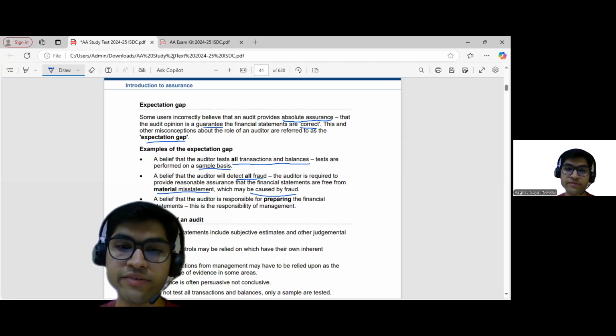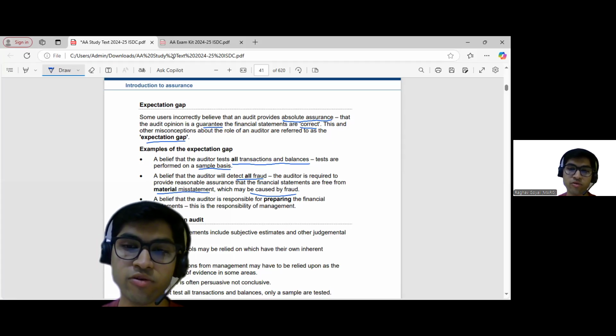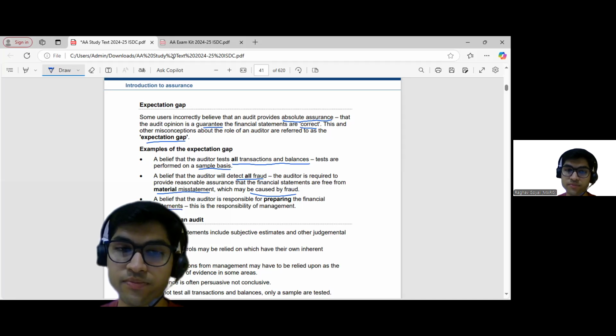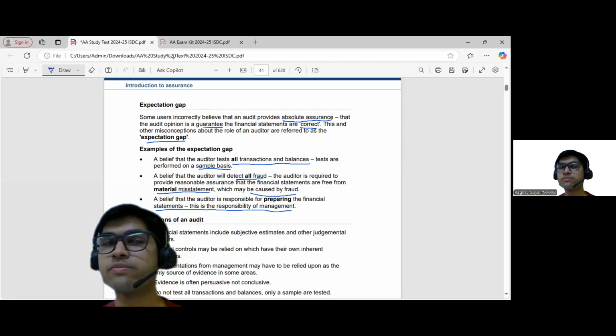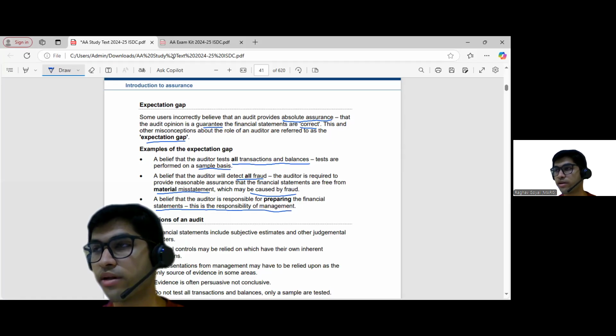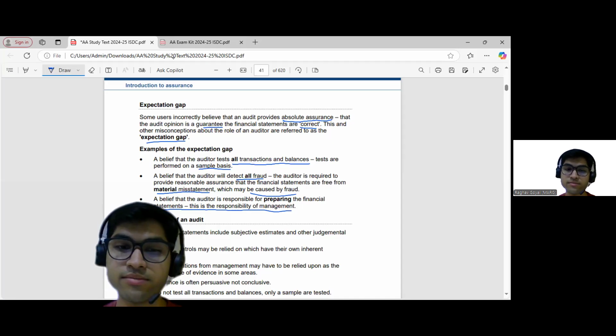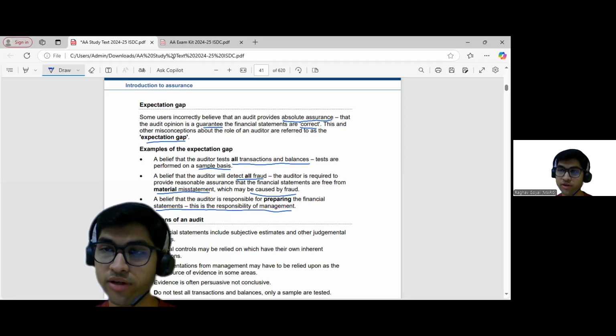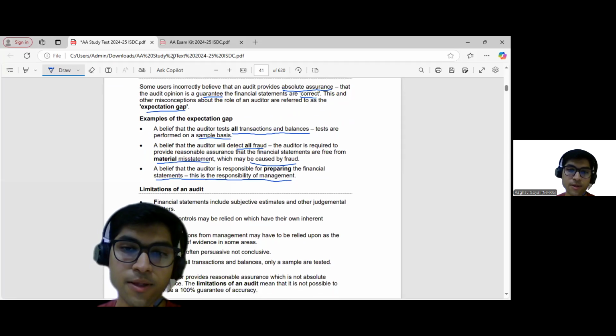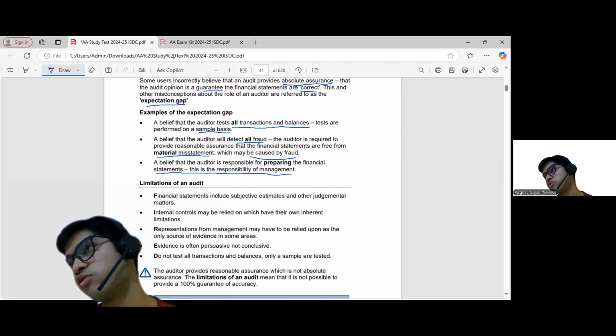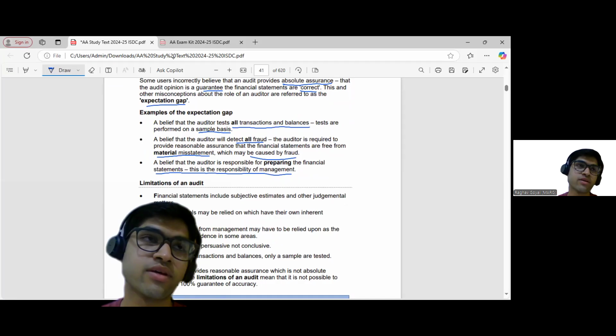Then there is also a belief that the auditor is responsible for preparing the FS. This is the biggest expectation gap. The auditor is not the one preparing the FS. It is the company, it is the management that is preparing the FS, and the auditor is simply checking it and auditing it, to put it in simple words. If the auditor himself was to prepare it, then what is the point of them auditing it?